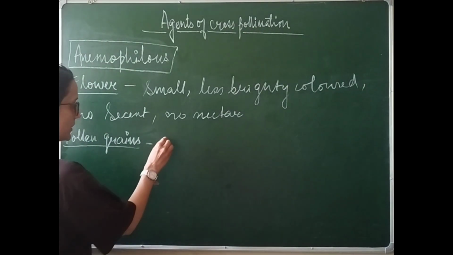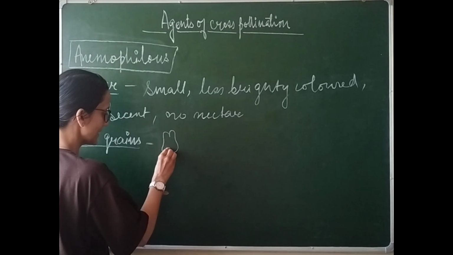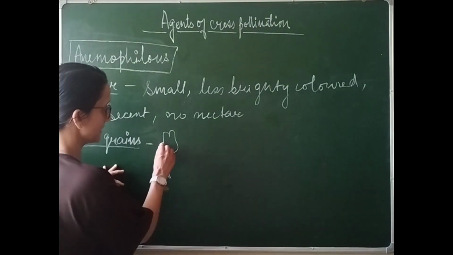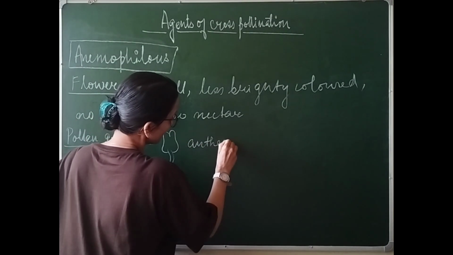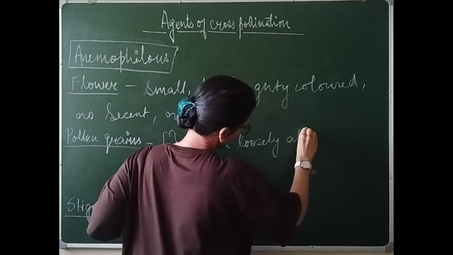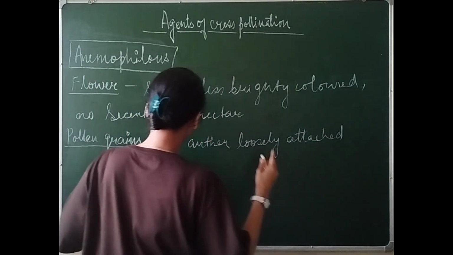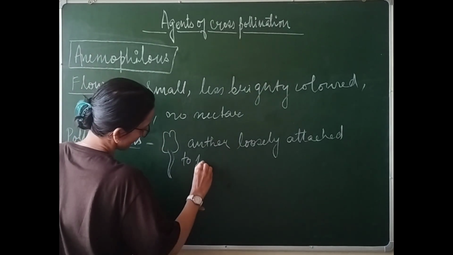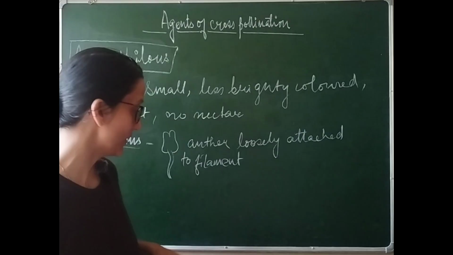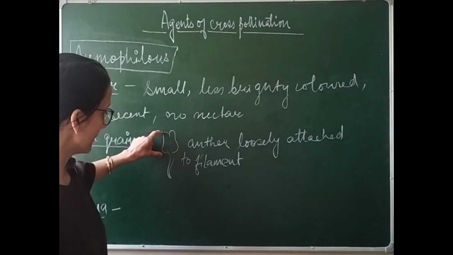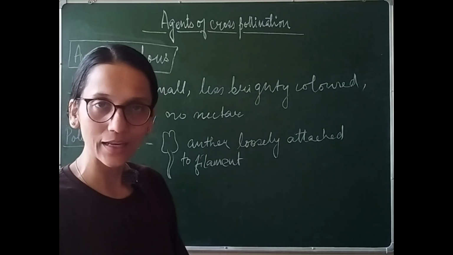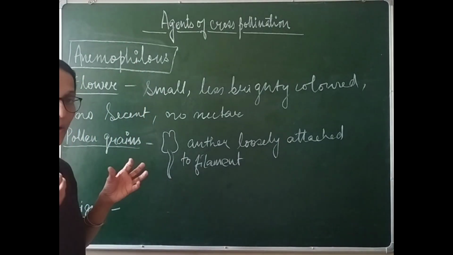The pollen grains, we know, are present inside the anther and the anther remains attached to the filament, but in this case the anthers will remain loosely attached to the filament. Why? Because this will help the pollen grains to shed easily along with the wind. That means the anther will remain loosely attached to the filament, to help the anther release the pollen grain in the wind.